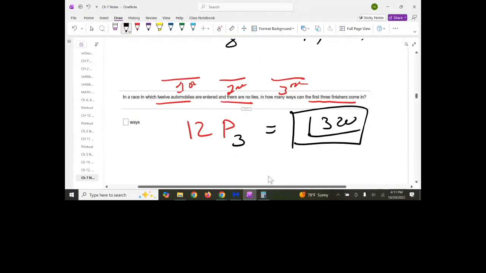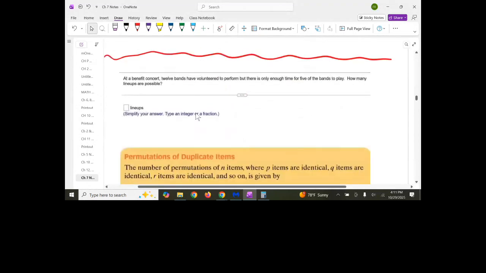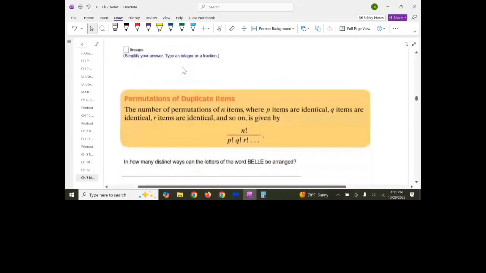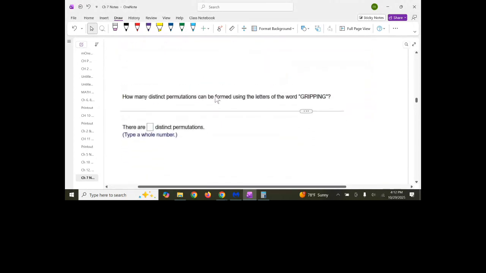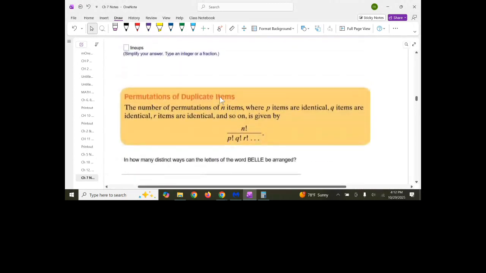All right, y'all, we're going to pick up the rest of 7.2 on Monday. We'll do another problem kind of similar to what we're doing. We'll also talk about permutations of duplicate items, and we'll figure out how to deal with that. And we'll also do 7.3 on Monday. Okay, y'all.